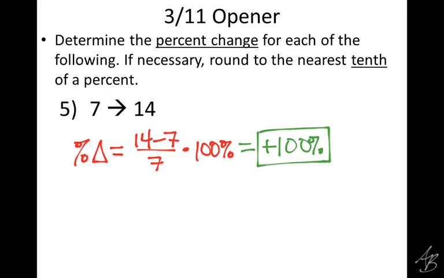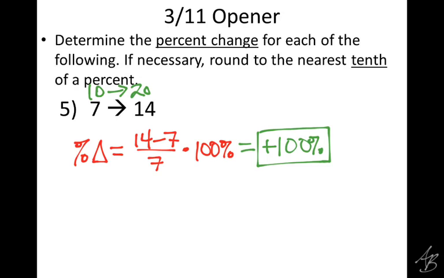So what's the same about this problem? When we went from $10 to $20, it was a 100% increase, and when we went from $7 to $14, it was a 100% increase. So what is it about these numbers here that tells me it's a 100% increase?